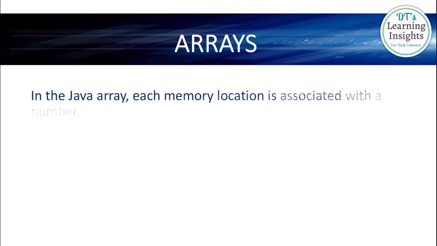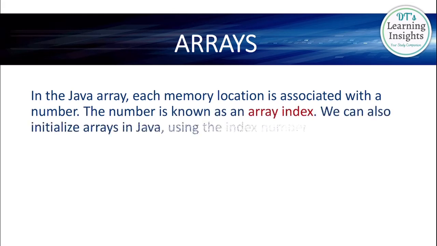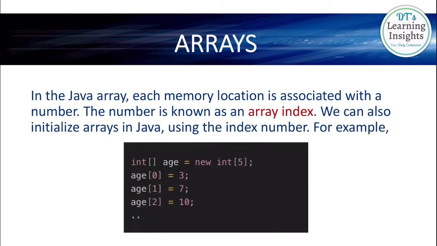In the Java array, each memory location is associated with a number. This is known as the array index. We can initialize arrays in Java using the index number. Let us take the same example. Here, each element of the array is associated with an index value.